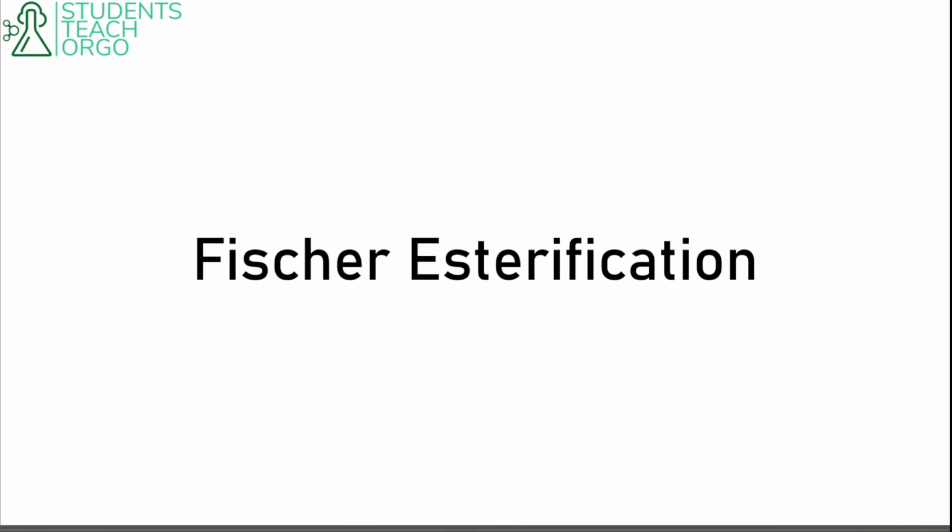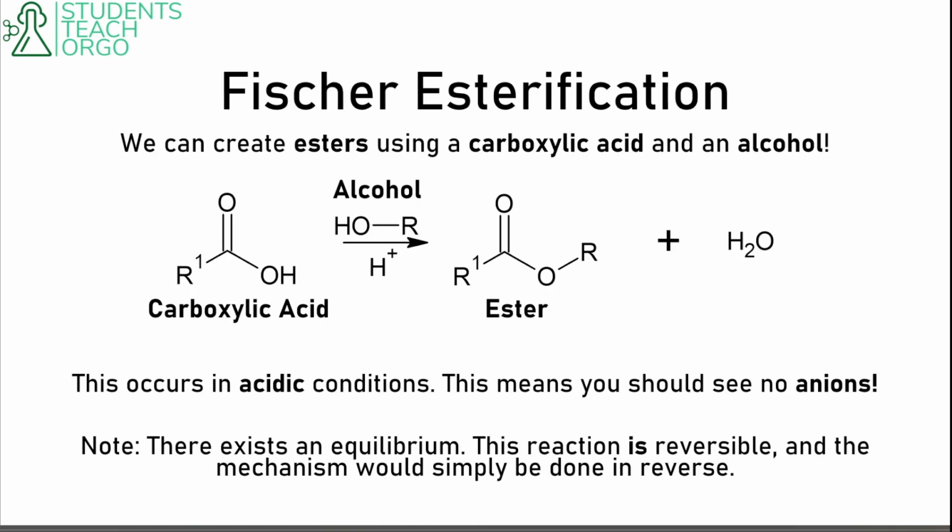Today we're going to be covering Fischer esterification. What do we do in Fischer esterification? We create esters using a carboxylic acid and an alcohol. So whenever you see a carboxylic acid and an alcohol, a little bit of acid, right, you will create an ester. So we take our carboxylic acid and we essentially create this ester group here.